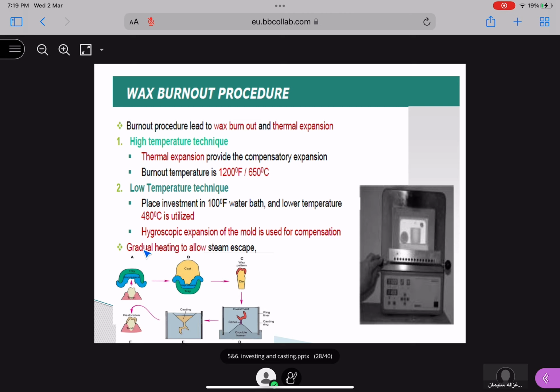If you are doing the gradual heating, it will allow steam escapement there. Same methods I am telling you. Once you have done the casting and you have done the burnout, this form will appear. This is the casting of the molten metal. There is a space here. This is your wax pattern. This will be the space after the burnout procedure.